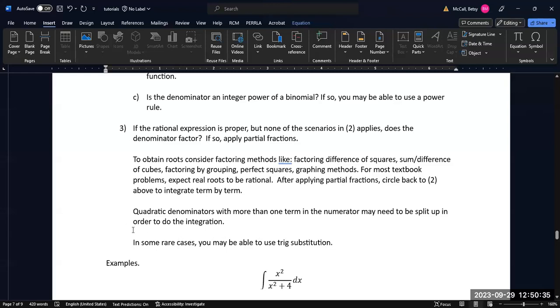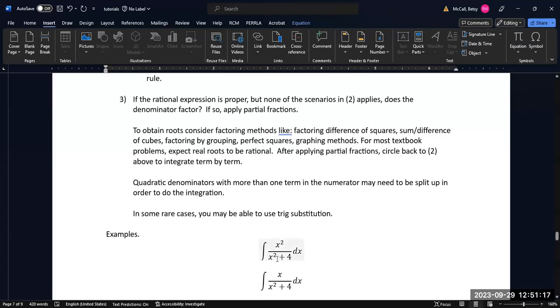And as I mentioned, if you have quadratic denominators and you end up after partial fractions with both an x and a constant, you may need to split those up into two separate terms in order to do the integration, or they may integrate as they are. That may involve some tricky algebra, so just be on the lookout for that. And as I mentioned earlier, in some cases, trig substitution may apply, but that, as I mentioned before, is a technique of last resort. If all else fails, you can try this.